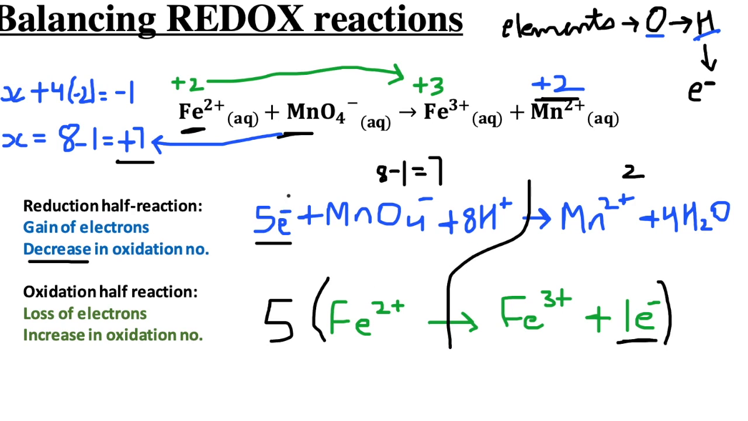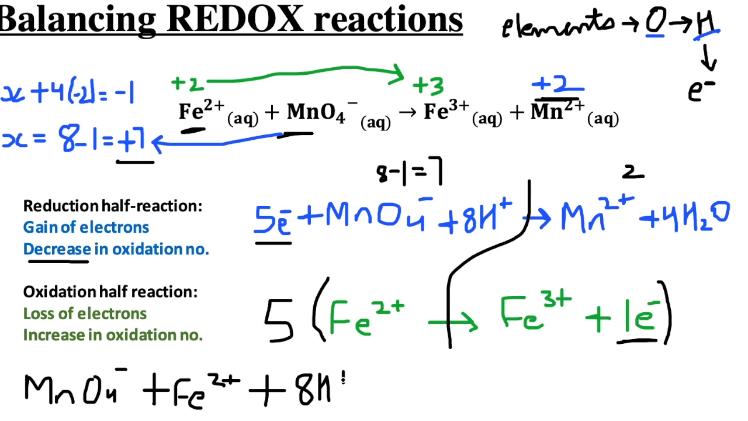So first of all, we will write all the components present on the left hand side. Let's start with MnO4 minus. So what else do we have on the left hand side? We have the iron Fe2 plus, and we have the hydrogen ions. We will write them down, and we have 5 electrons on this side of the equation.